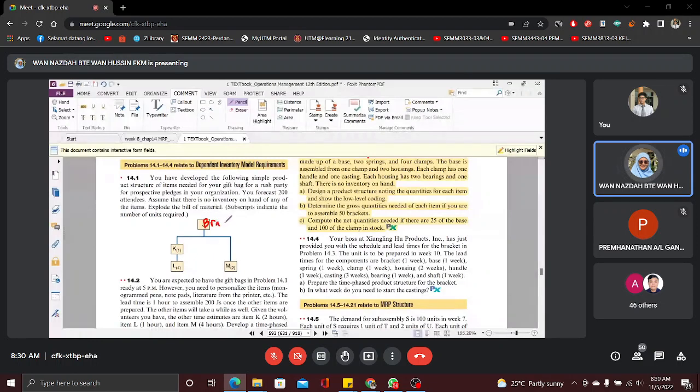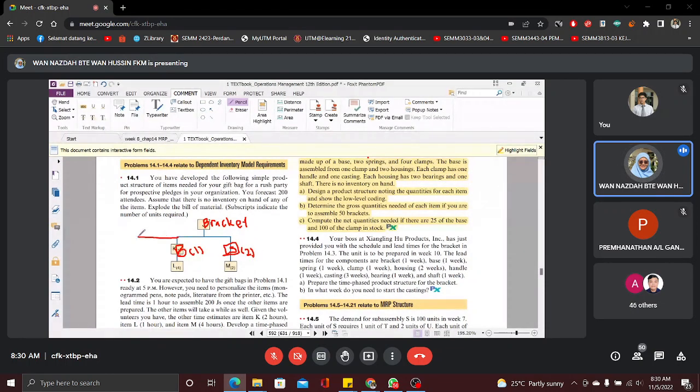Okay. So this is bracket. Bracket is made up of a base. Katakan ini base eh. Base dia perlukan 1. Dan 2 spring. Katakan ini spring eh. Saya buat S je lah eh. Spring. Dia ada 2 springs and 4 clamps.